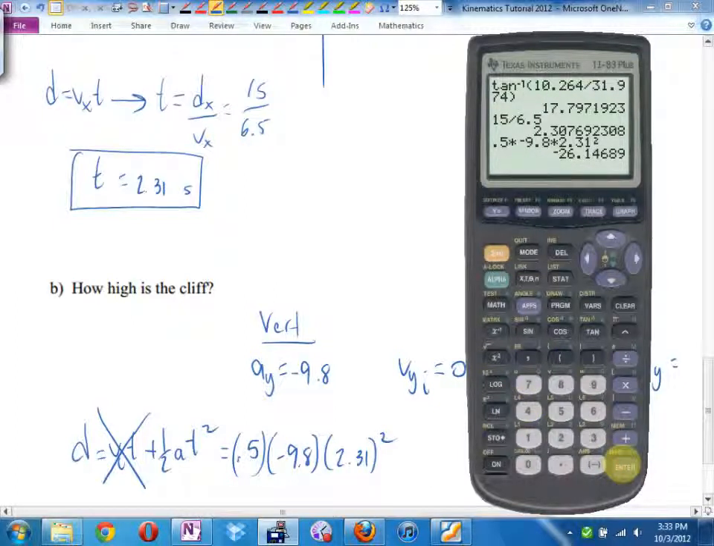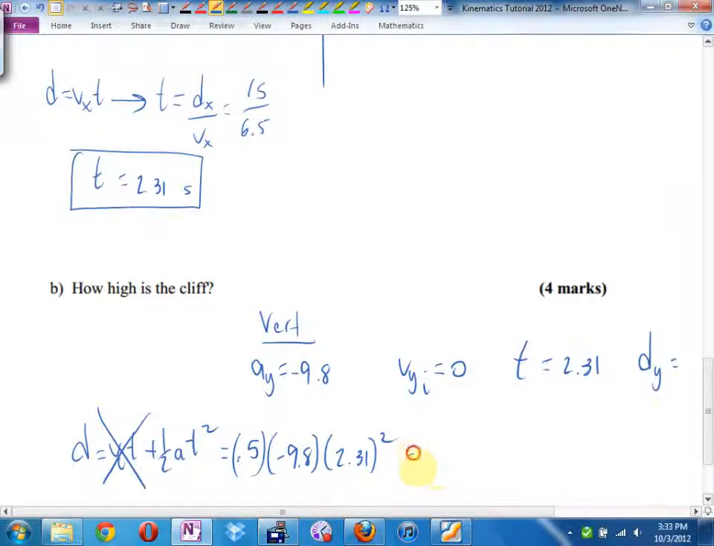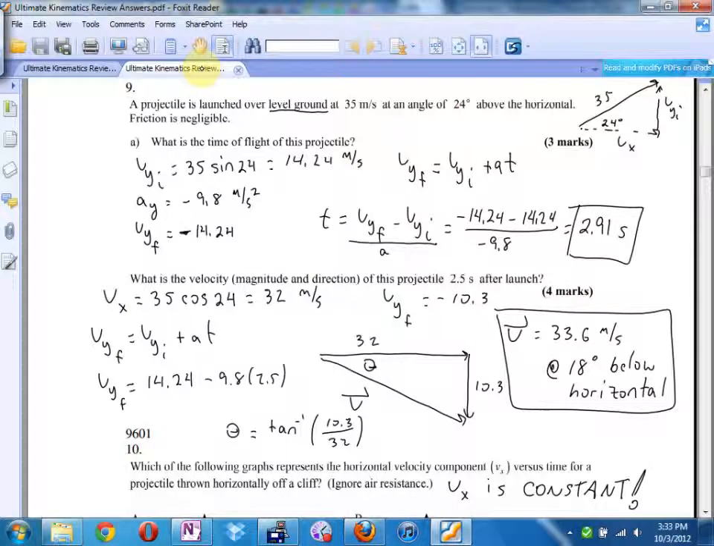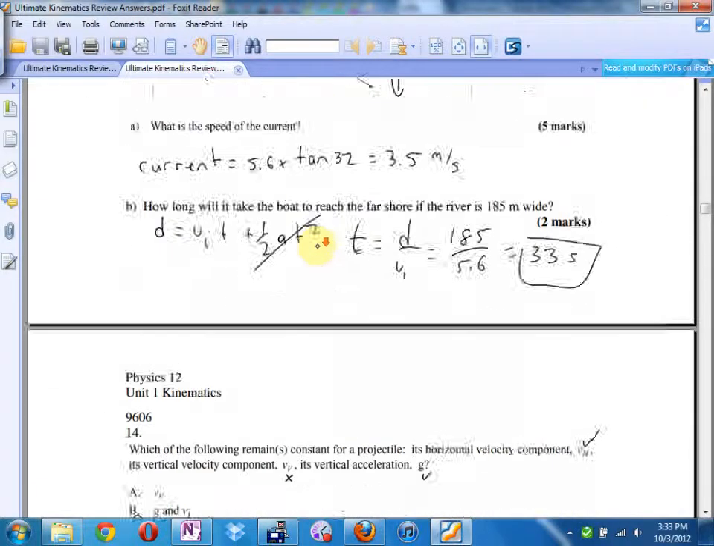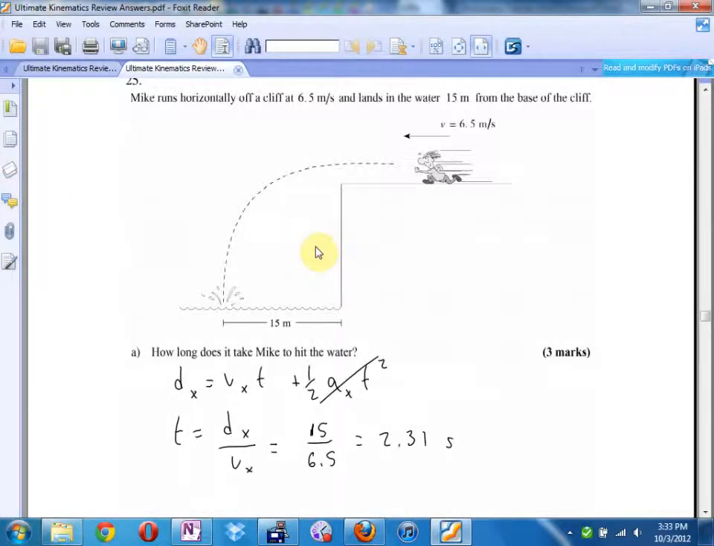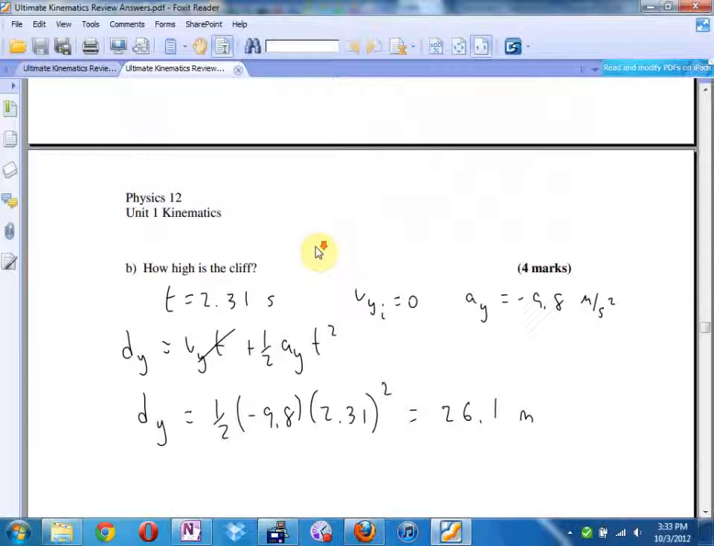I get negative 26.1. That's because I end up 26.1 meters below where I started. But technically a height is a scalar, so I'm going to write 26.1 meters. Am I right? What number was that? 25. Let's go see if I was right. 2.31 seconds. 26.1 meters. Woohoo! I like that.